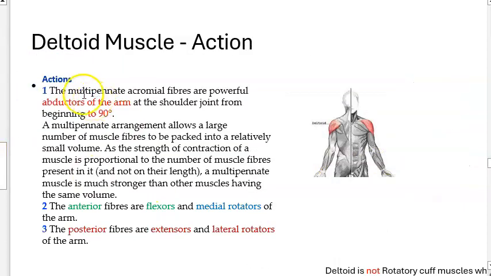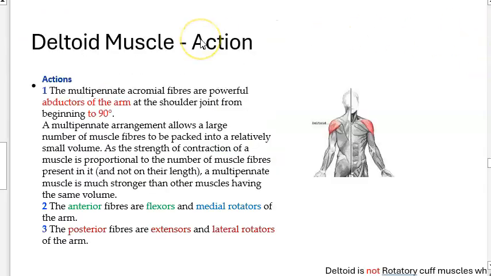Now, what is the next part of the question? Action of this muscle. How will this muscle help you? Basically, it will abduct the arm from the beginning, that is 0 degree to 90 degree. Abduct, I have put in red. Why? Because abduct means somebody is trying to kidnap, right? It's going away from the body. That is why I have put red. So deltoid will abduct your arm.